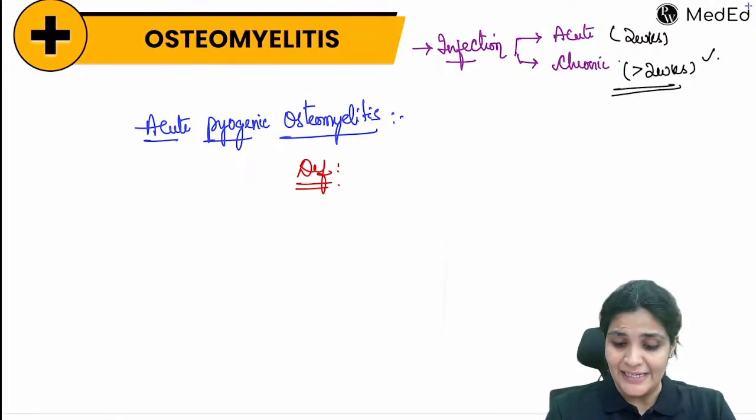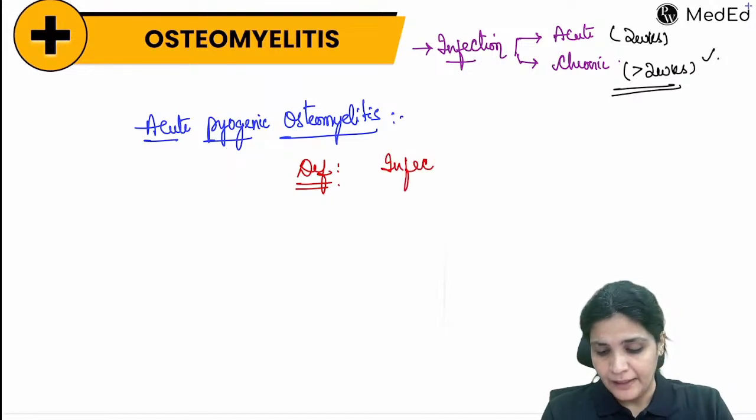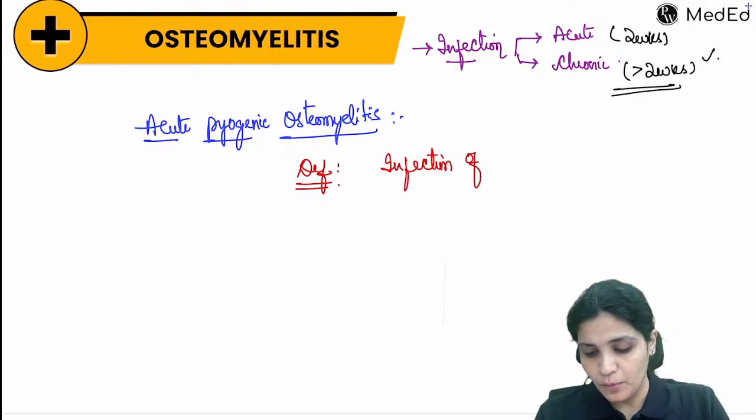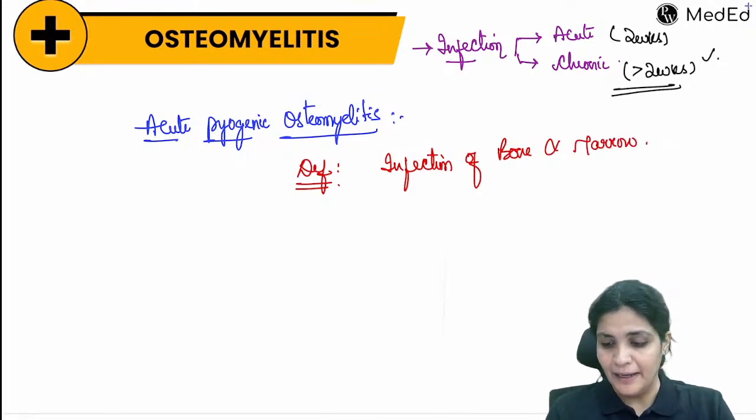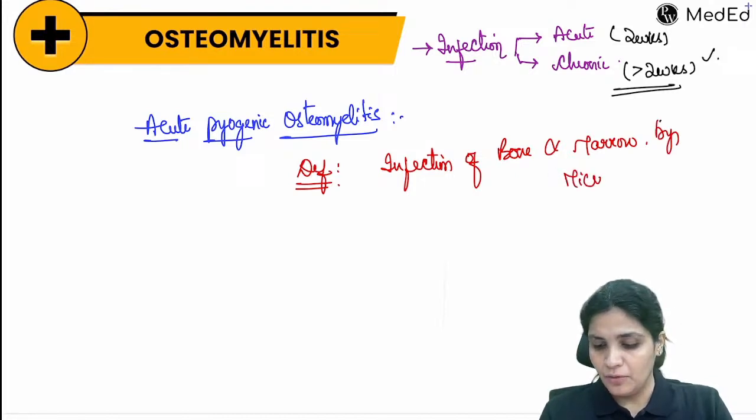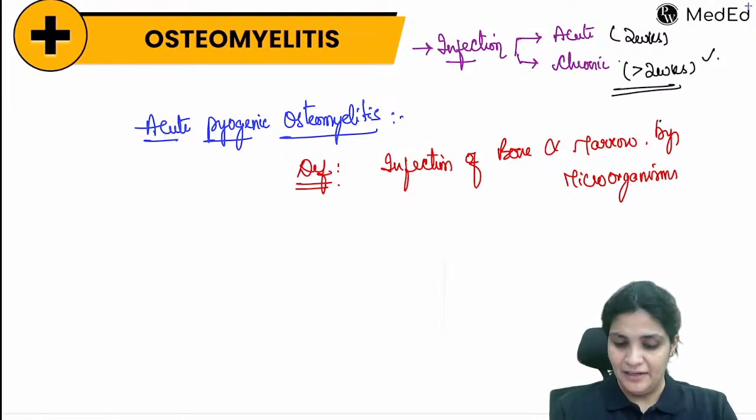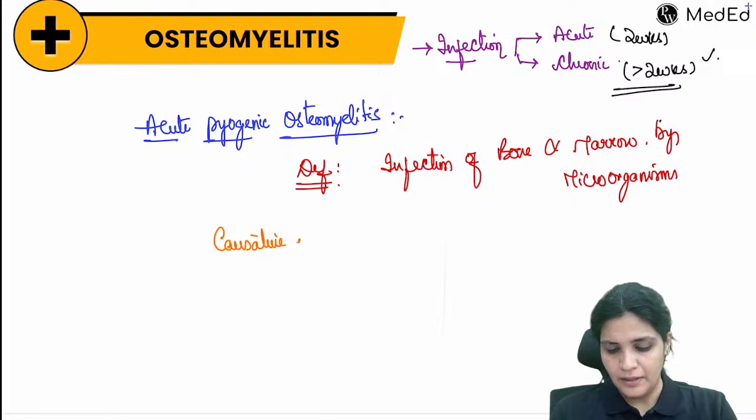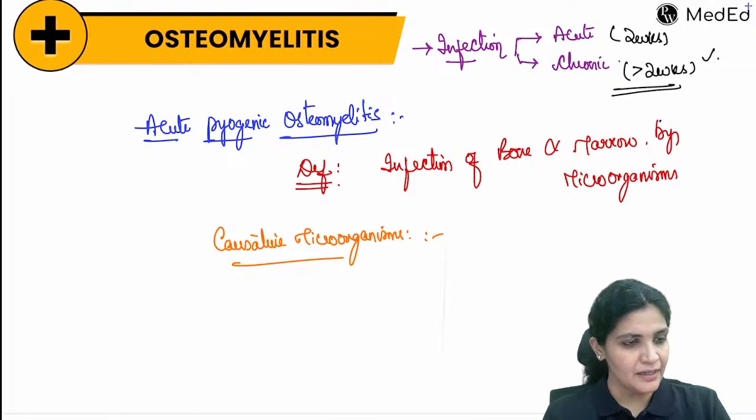Then whenever we say it is an infection of bone and marrow, here you have to understand that it is caused by a microorganism, right? Then who are these microorganisms? You have to understand what are the causative microorganisms, and then we will understand how they enter our body, right?